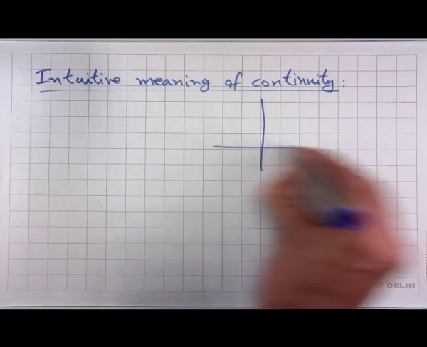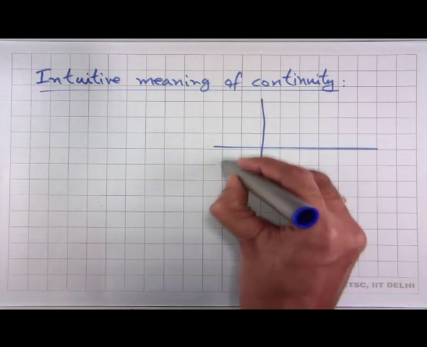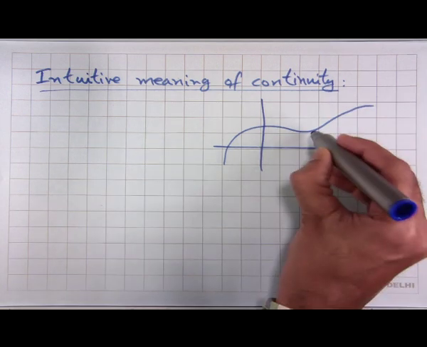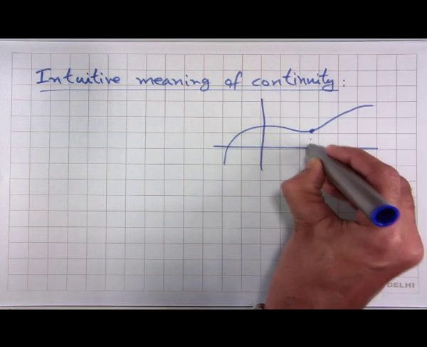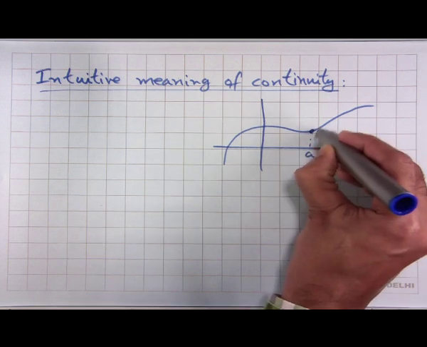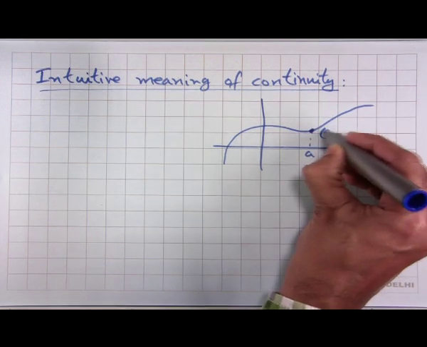So, if we can draw the graph of the function, and suppose we have this point a. So, this is the point a comma f of a.